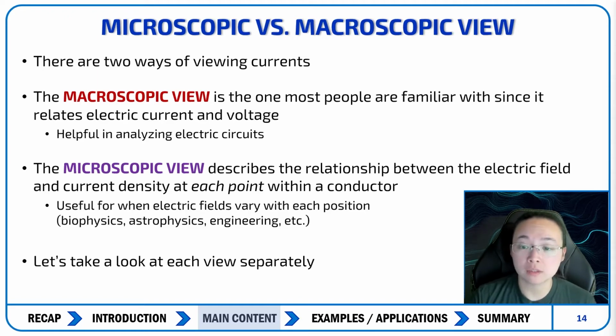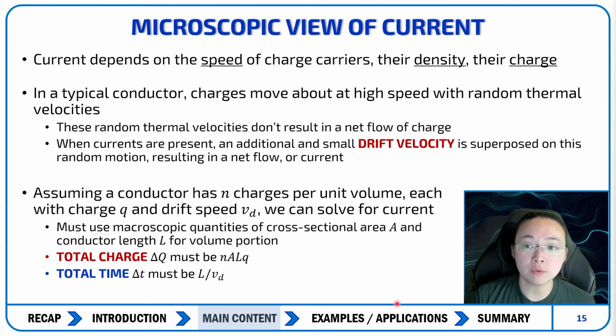So we're going to start with the microscopic view of current. This current will basically depend on the speed of the charge carriers, their density, as well as the charge that they hold. So we're going to focus on conductors. In a typical conductor, the charges move about at very high speeds with random thermal velocities. And it's these random thermal velocities that we don't really care about.